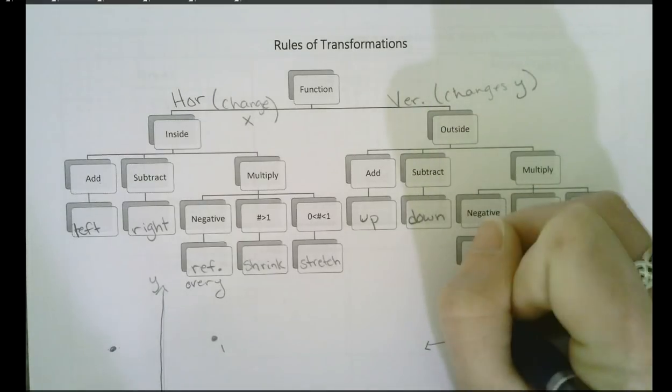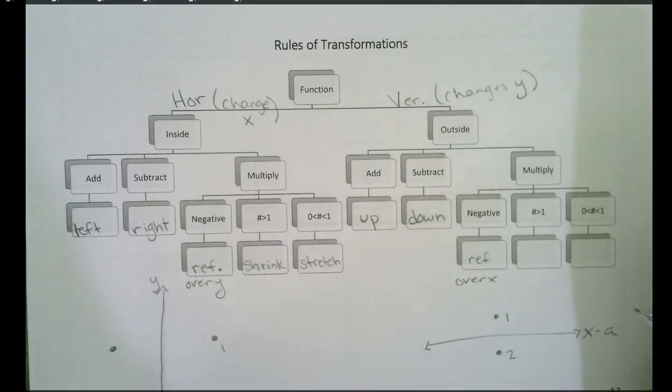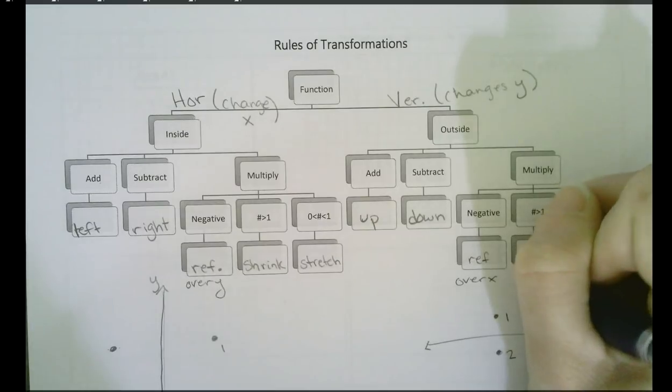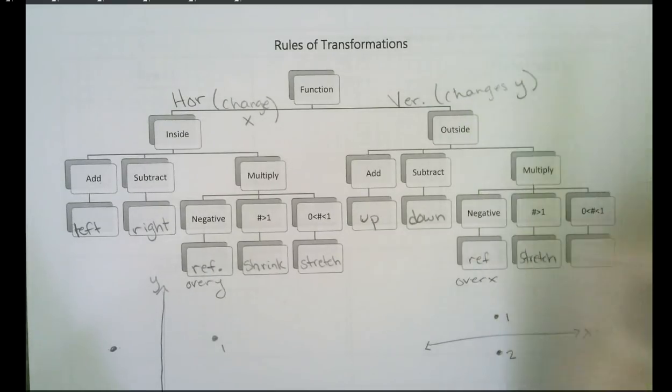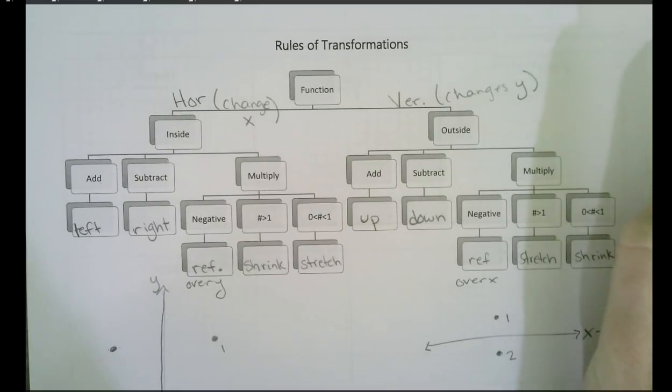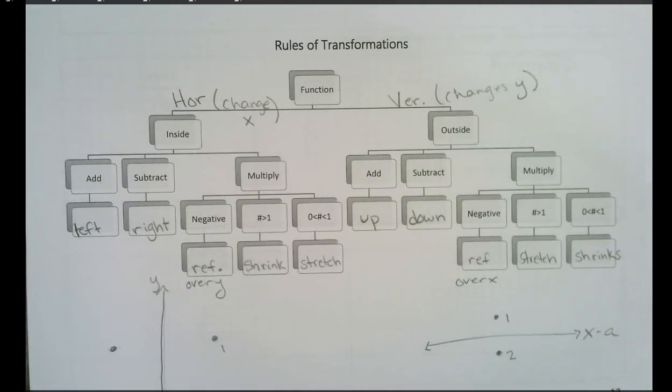So reflection over x. When our numbers are greater than 1 here, these will be our stretches, and when it's a fraction between 0 and 1, those will be our shrinks. So double check you have these all in.